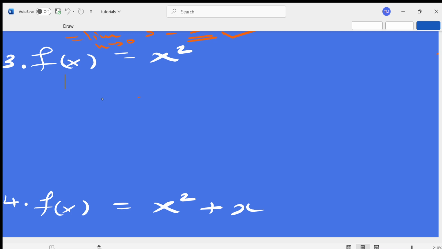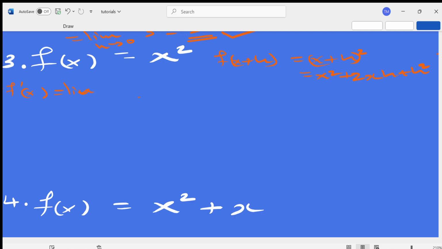Okay, so now we are doing example number 3 of differentiating x squared by the limit process. By the limit process, f prime of x is equal to, first we need to have f of x plus h, which is x plus h squared, which simplifies to x squared plus 2xh plus h squared. I hope you all know how to do that.